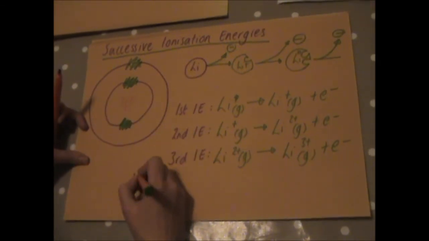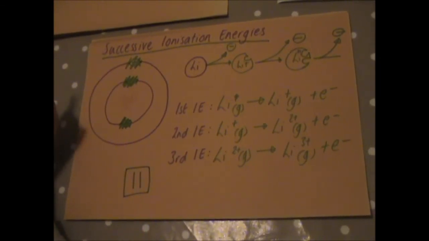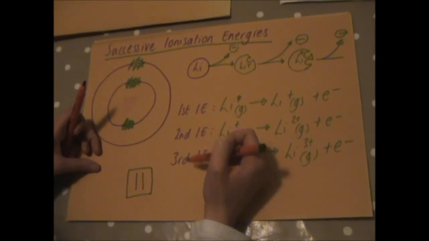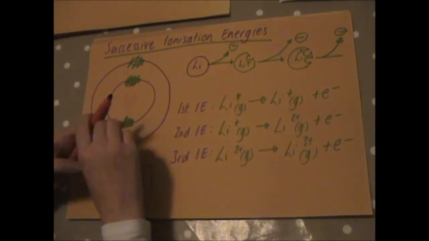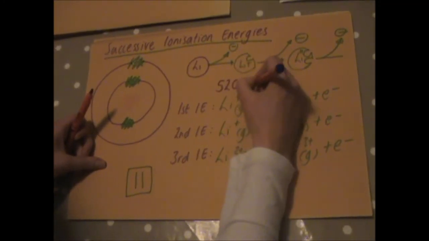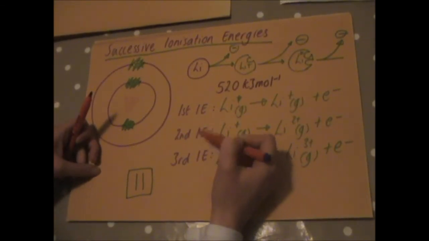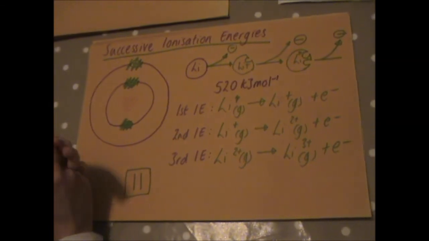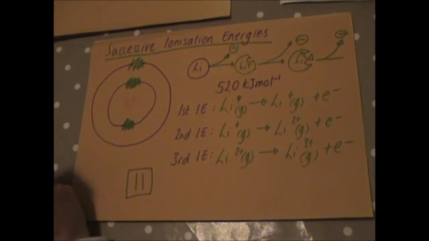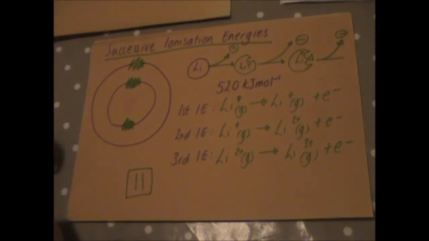So what I want you to do is to just pause the video now, and I want you to think about how these values are going to compare to each other. So the value for the first ionisation energy of lithium is 520 kilojoules per mole. I want you to tell me whether you think these ionisation energies, the second and third ionisation energy, would be more or less than that first ionisation energy, and have a think about being able to give an explanation about why it would be more or less.